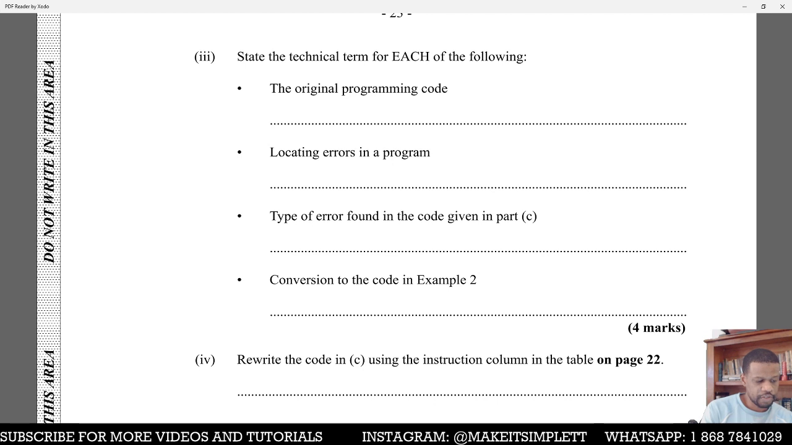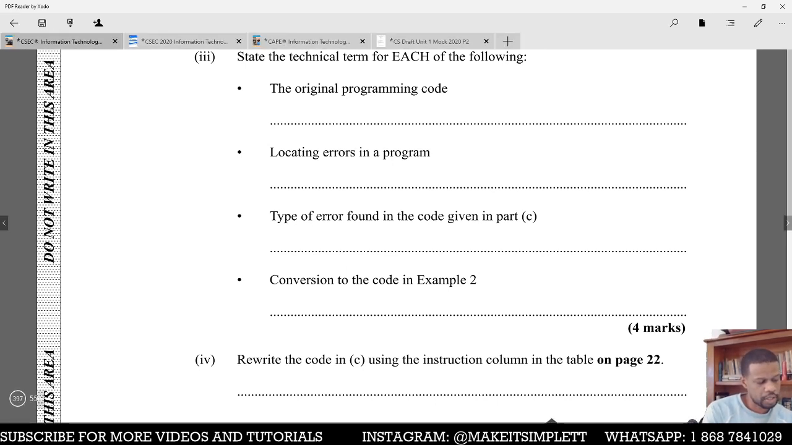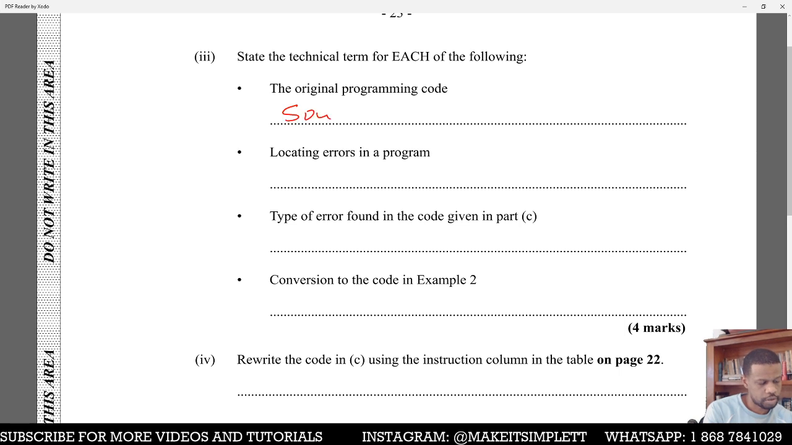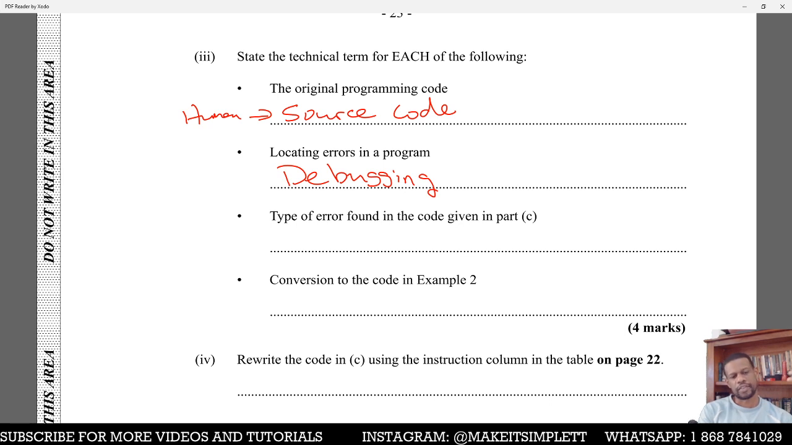I'd say the technical term for the original programming code is called source code, because you get it from the source, which is the human. The human puts in the source code. Locating errors in our program is called debugging, because you are literally looking for bugs. In the first computers they used to have these vacuum tubes, and a moth used to get inside sometimes. And when the moth got inside, the calculations used to be wrong, so they started removing the actual moth from it, which is a bug. Google it if you think I'm lying.